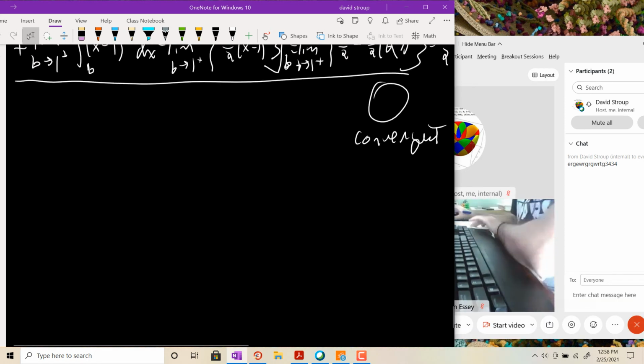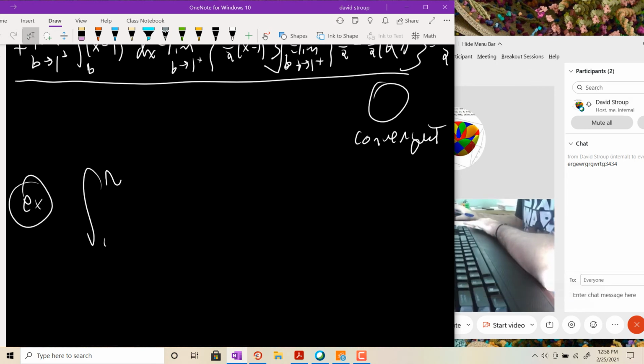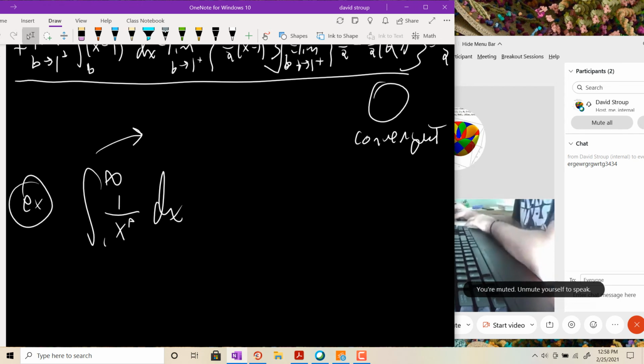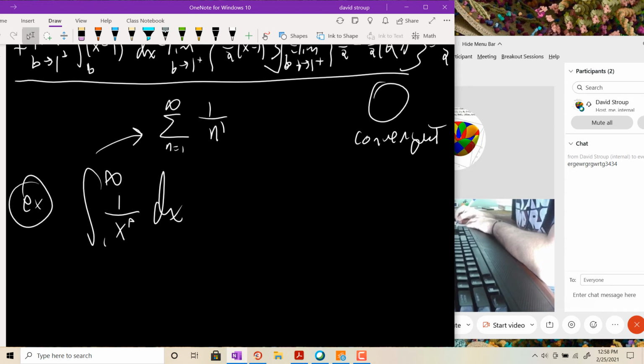Okay. The last problem we want to look at, an example here, is kind of related to what we'll be doing later. Basically, an integral, you can think of it as a summation. So you can relate it to things that look like this: the sum from n equals 1 to infinity of 1 over n to the p.